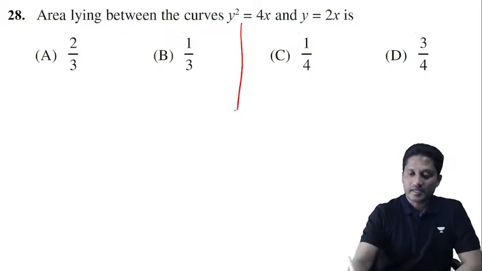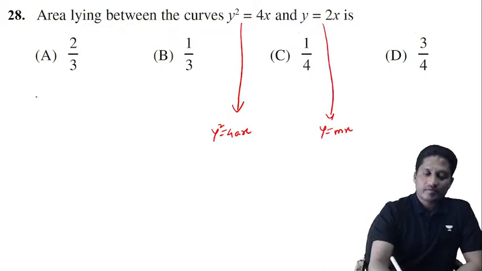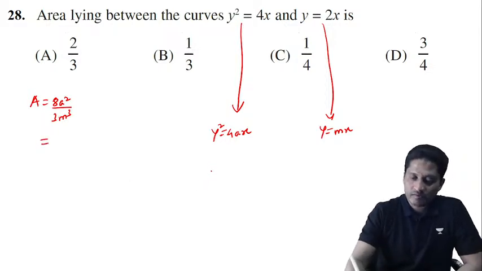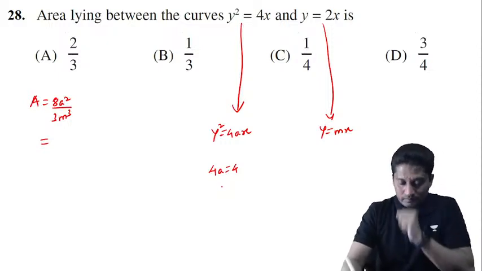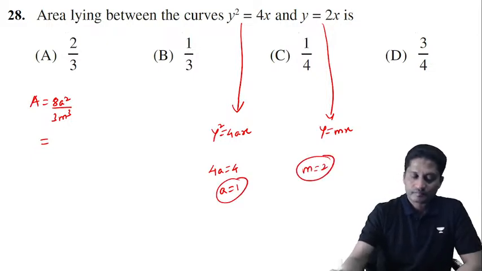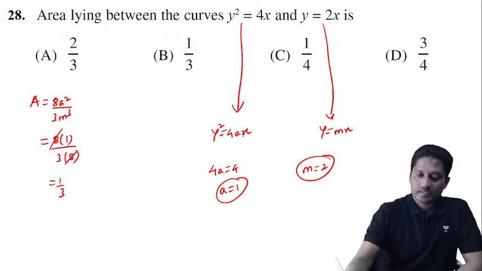I gave you these results in my earlier videos. Y square is equal to 4ax and y is equal to mx. Then area will be equal to 8a square by 3m cube. If you compare 4a is equal to 4, right? A is equal to 1 and m is equal to 2. 8 into a square is 1. 3 into m cube is 2 cube 8. This will cancel. You get 1 by 3 square units.